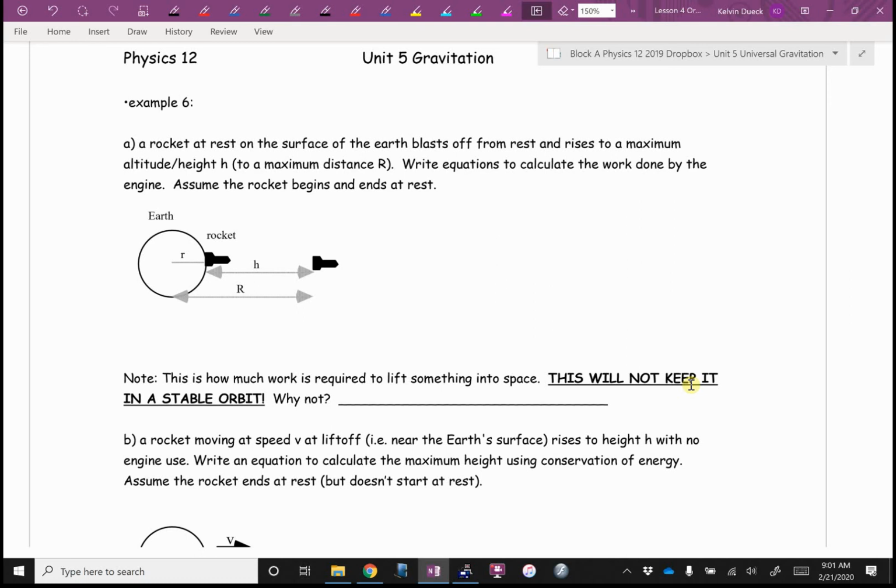A rocket at rest, that's important, on the surface of the Earth blasts off from rest and rises to a maximum altitude, to a maximum distance R. Write equations to calculate the work done by the engine. To calculate the what? Yasmin? Okay, so we're going to use work equals change in potential plus change in kinetic. But Yasmin, it says, assume the rocket begins and ends at?